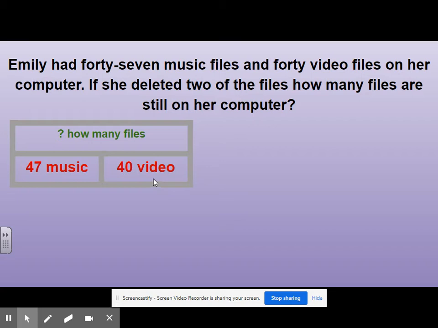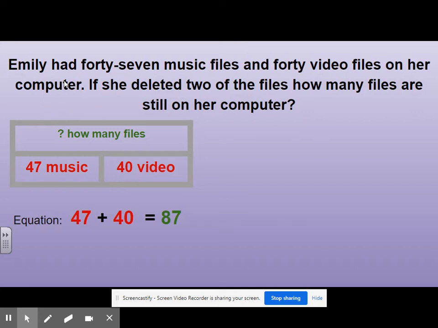How many files does she have altogether? We need to know that first, okay? She's got some music, some video. How many altogether? We can turn that into an equation. 47 plus 40 does give us 87.